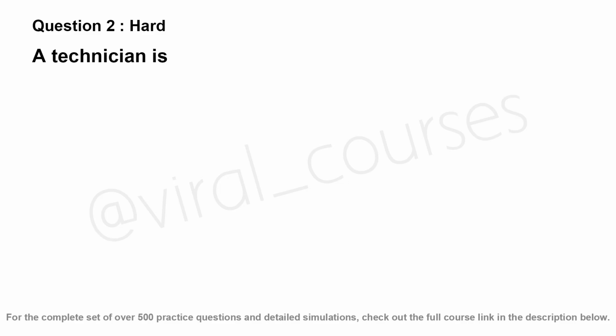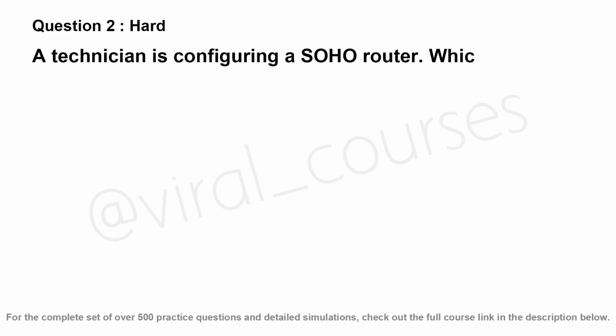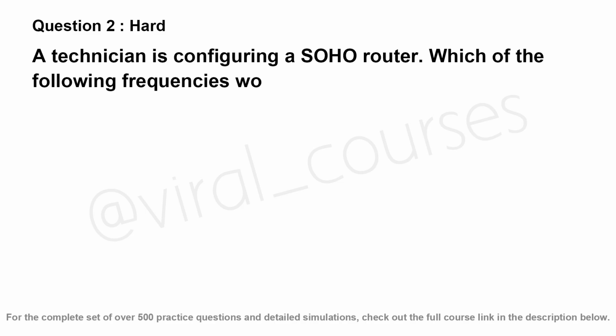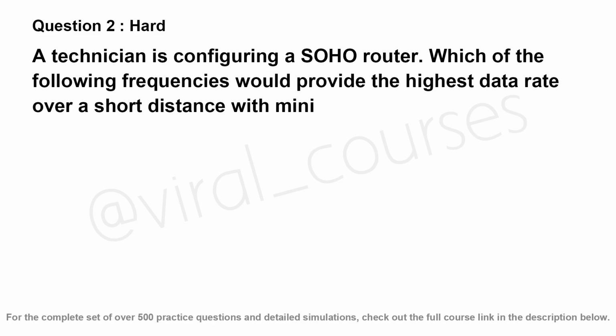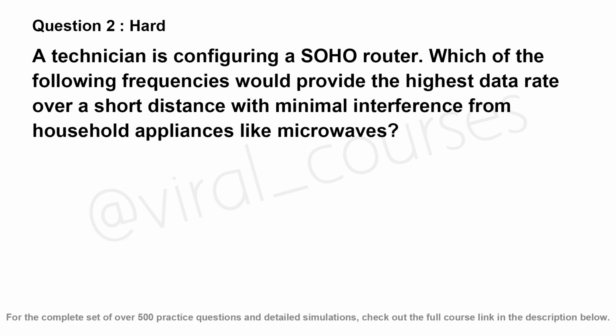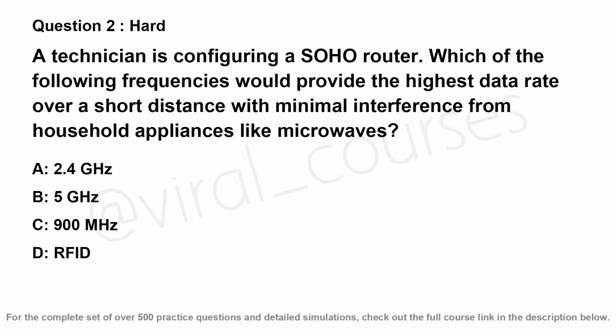A technician is configuring a SOHO router. Which of the following frequencies would provide the highest data rate over a short distance with minimal interference from household appliances like microwaves? Option A, 2.4 GHz. Option B, 5 GHz. Option C, 900 MHz. Option D, RFID.